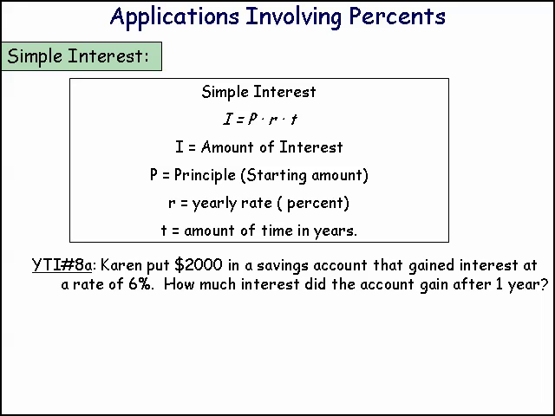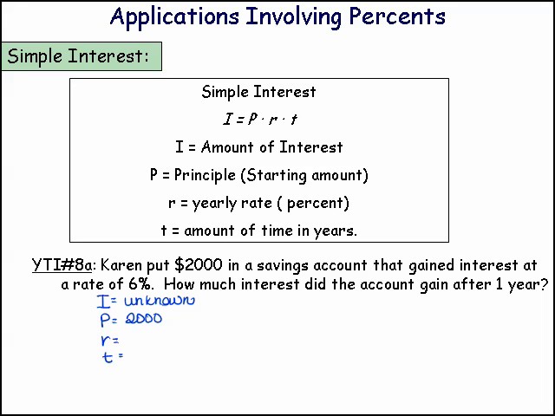Okay, you try it, number 8A. 8A says, Karen put $2,000 in a savings account that gained interest at a rate of 6%. How much interest did the account gain after 1 year? Okay, so let's go in and use our formula here. Let's write down what everything is. I, P, R, T. It's good to have these all written out, then you just have to plop them into the equation. Interest is something that we don't know. This is unknown. We are looking for this. How about the principal? This is $2,000.